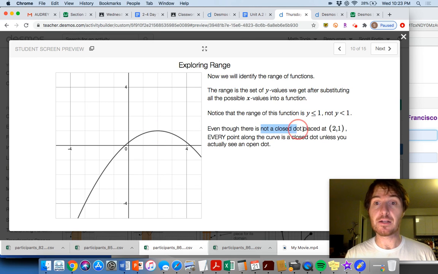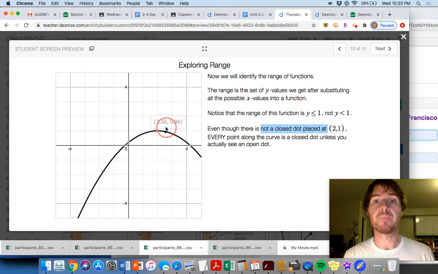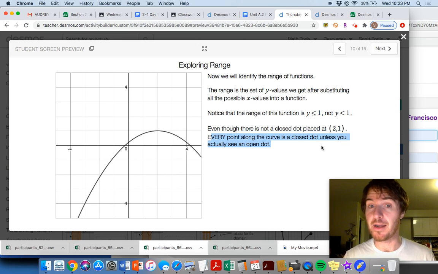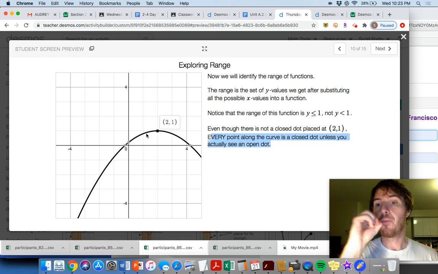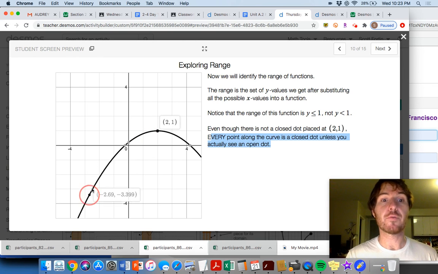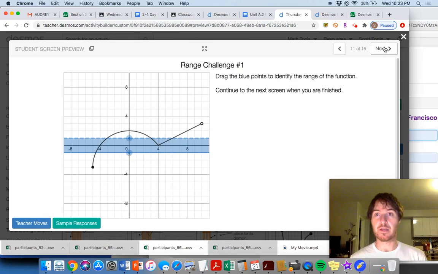So even though there's not a closed dot placed at (2, 1), we just see a curve, right? These are all dots. Remember, these are an infinite amount of dots next to one another. Every point along the curve is a closed dot unless you actually see an open dot. If the mathematician who's setting up the function puts an open dot there, that means that one point is excluded here. But if we see a curve here, these are all closed dots. Okay, got that? We're clear on that? All right, we're good to go.